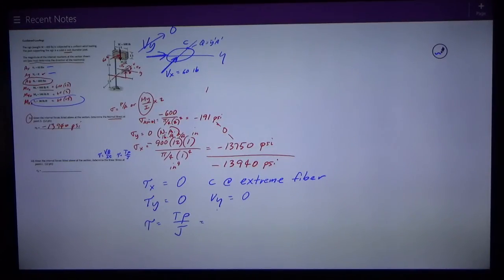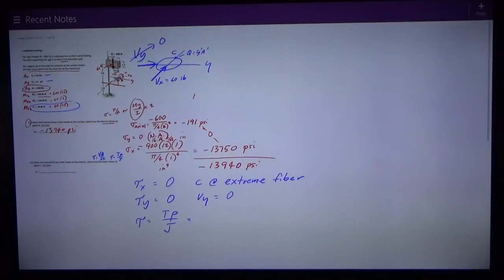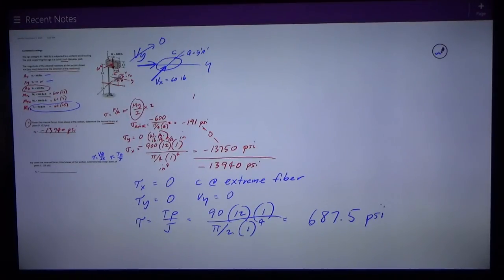Okay, so the torsion is this 90 pound-feet. Once again, I want to convert it to pound-inches, multiplying by 12. Then rho is the distance from the center. It's the radial distance. So for point C, it's just that 1-inch radius. J for a solid post is pi over 2 r to the 4th, or c to the 4th, c outside, as it's shown on the equation sheet. So this works out to be 687.5 psi. That's the answer.